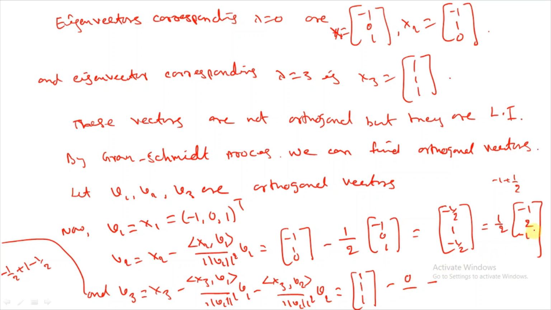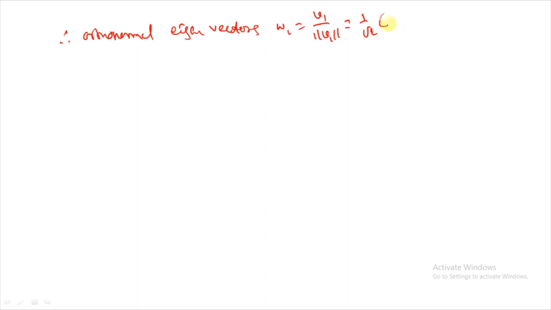Am I correct? Minus 1 by 2 plus 2 by 2 is 1, minus 1 by 2 is 0. Therefore, orthonormal eigenvectors. So for orthonormal eigenvectors, take w1 equal to v1 by norm v1. This is 1 by root 2 into minus 1 0 1.